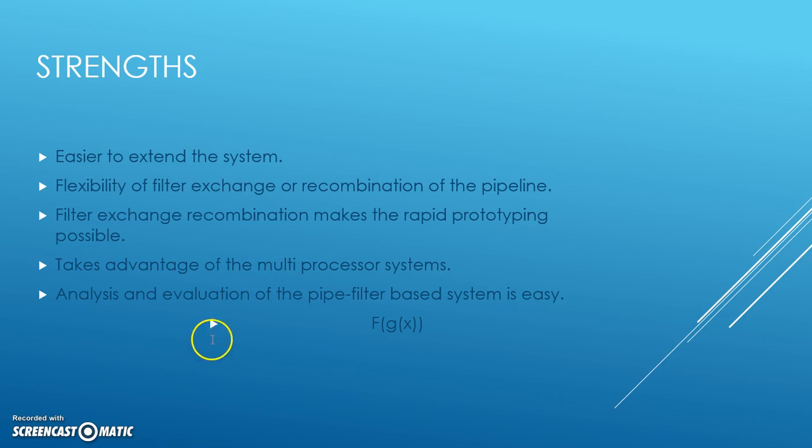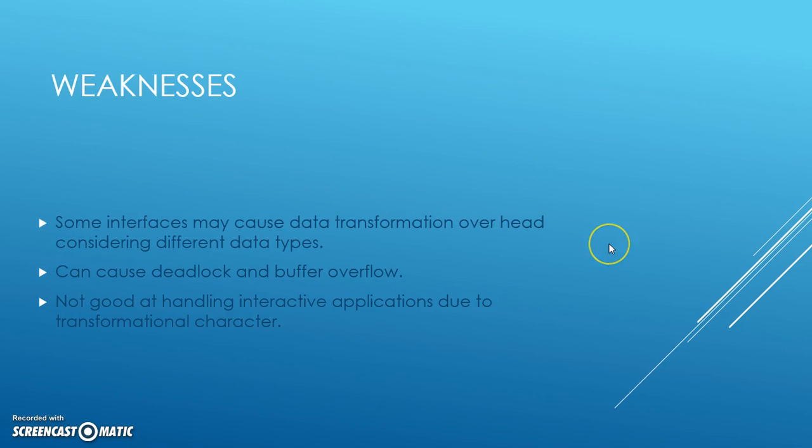Because of this composition, you can easily evaluate the throughput of the system by just looking at the slowest filter in the pipeline. There are also a few weaknesses. The system can have a lot of data transformation overhead. Let's suppose you have a filter that produces integers as output and the second filter in the pipeline takes in strings as input. You have to convert all the integers to strings, and this is a large overhead considering a large system. Another important disadvantage is that the systems can cause deadlock if they are not properly designed.